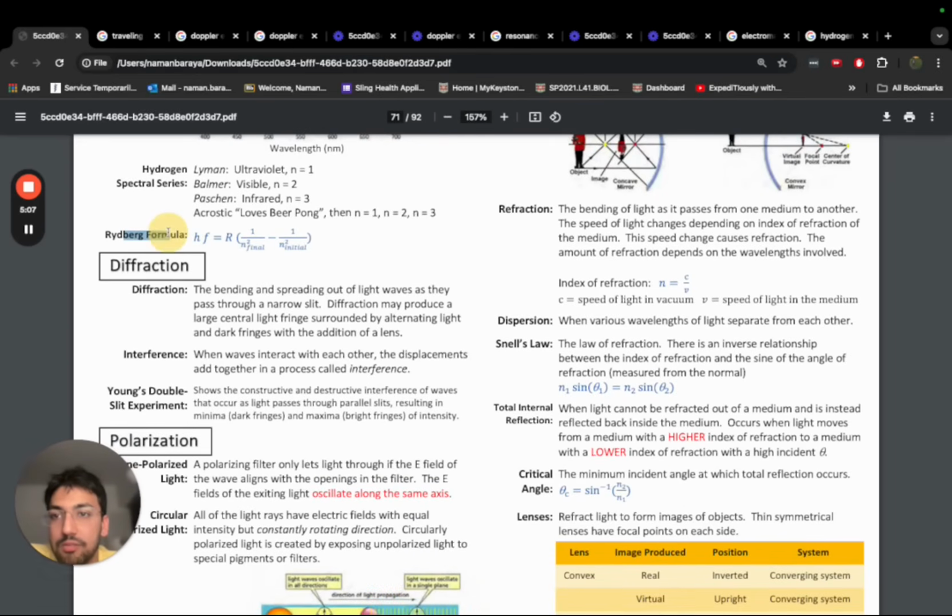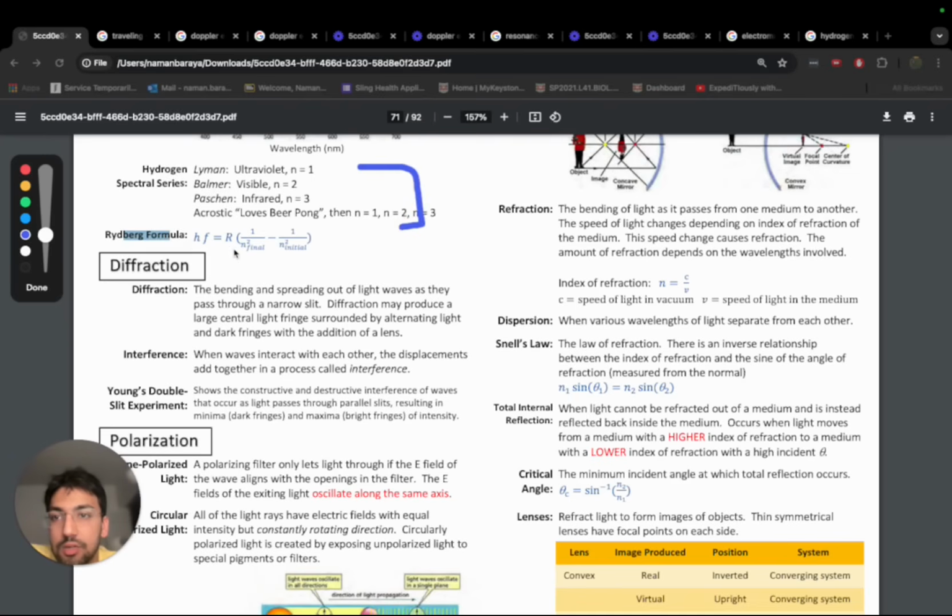Okay, then we have Rydberg's formula, and that's basically what I just told you. That's how you can figure out these colors, because you take the n final and the n initial. So if we're going to 1, then n final is 1. If we're starting from 2, then n initial is 2. So this would be 1 minus 1/4, and it would be 3/4 times this R value, which is equal to the frequency times this h value.